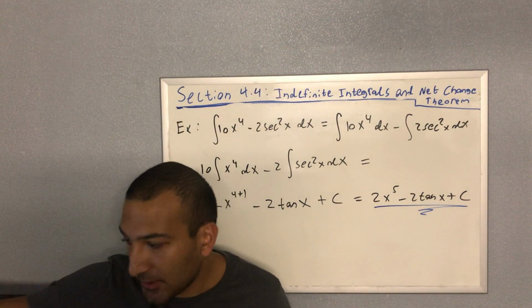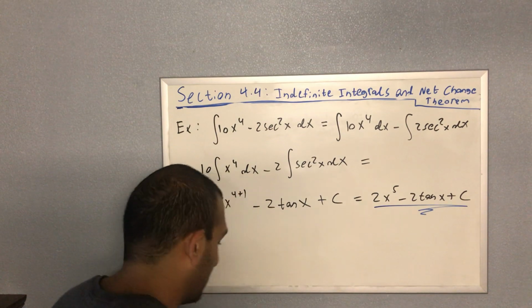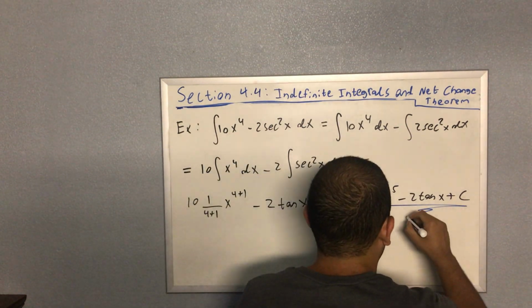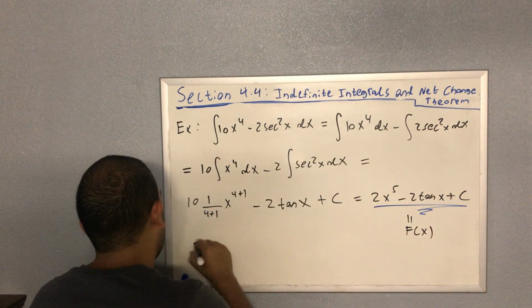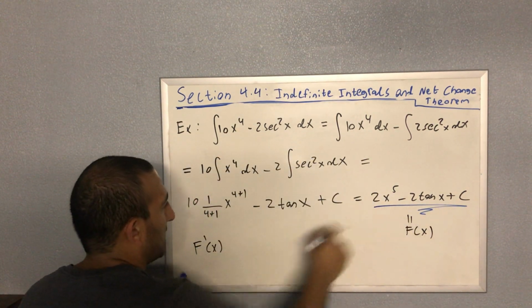Okay, and then let's check whether this is true or not. So this is essentially the antiderivative. So what is f prime of x? What is the derivative of this?